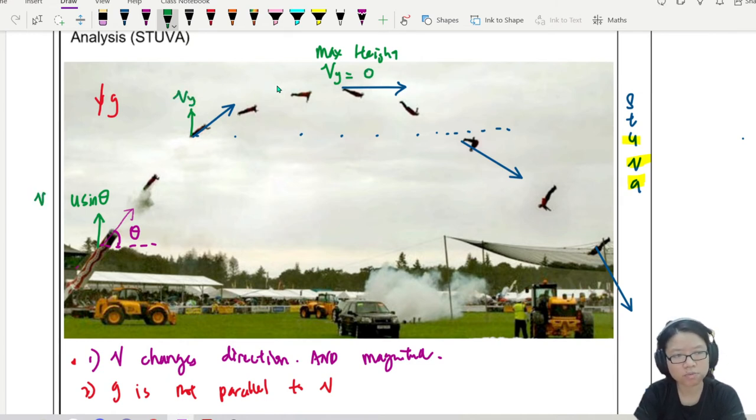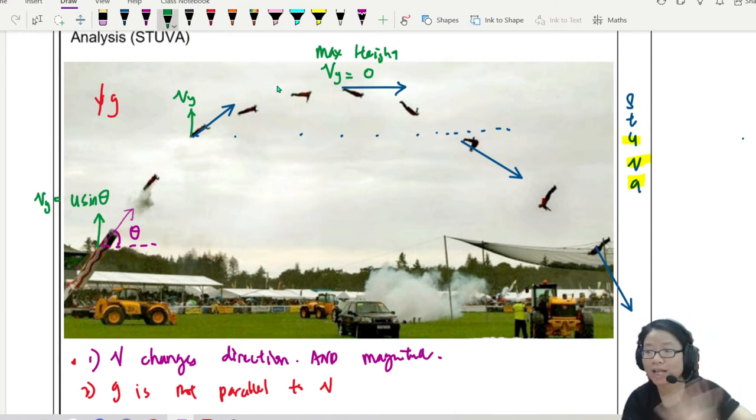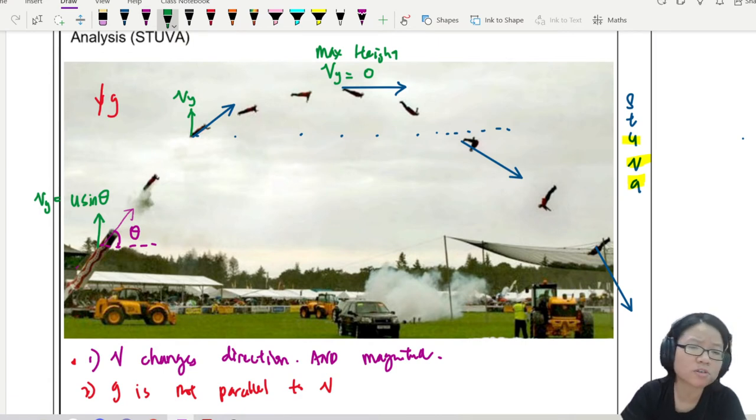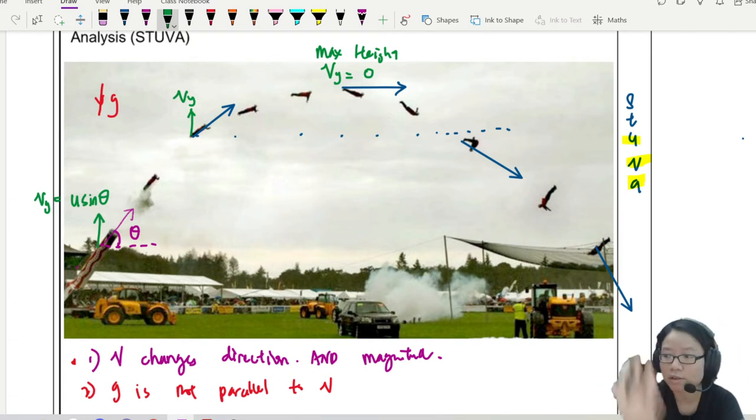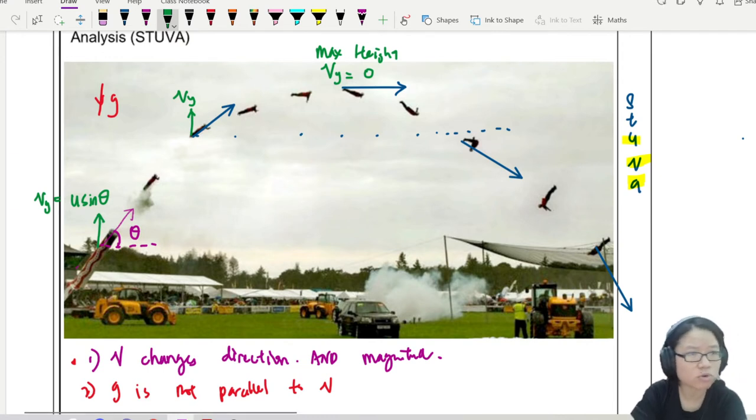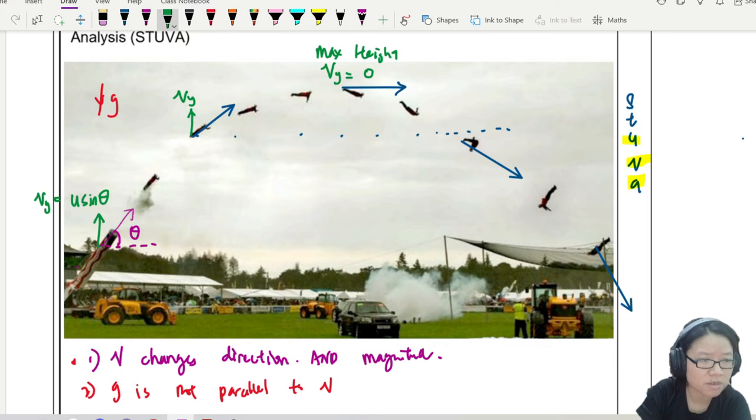So this is a situation where we are going to separate out the components. The reason we do so is because gravity only acts vertically. Teacher, horizontal no force meh? No acceleration? No. If we ignore air resistance, which we will for the early part of our studies, there's no horizontal force. Then if there's no horizontal force, do you know what this means? This means that this u cos theta will not change. Forever the same.